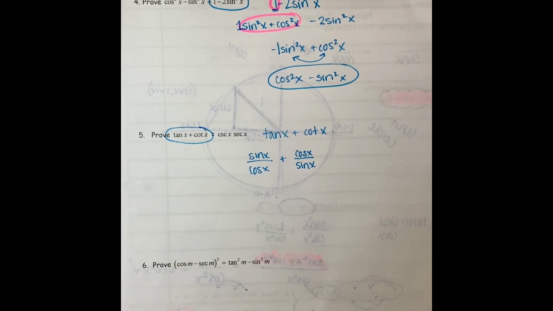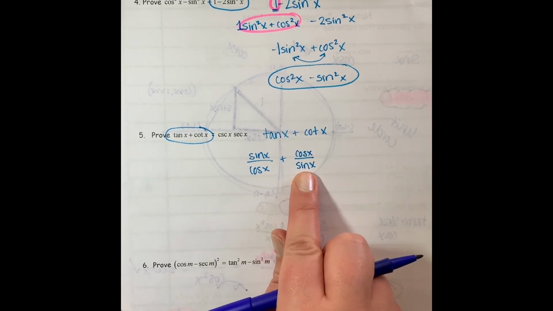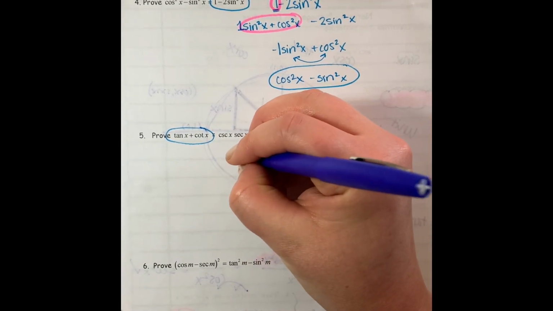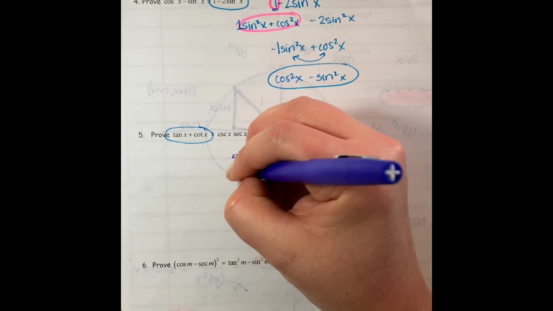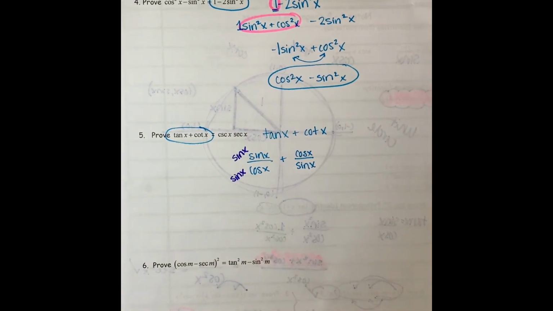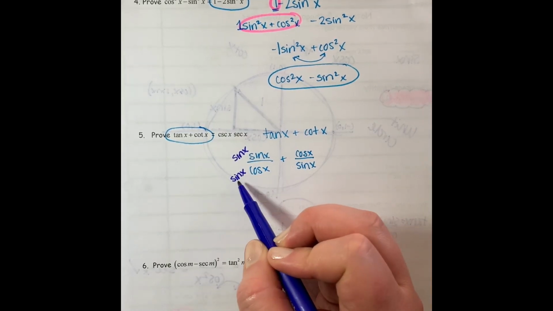Okay, so the next thing I'm going to do is try to get a common denominator, which is exactly what we did last time. So I need these bottoms to match. In order for this one to match, I need to give it a sine x. But remember the rule: you can't only put the sine x on the bottom, you have to put it in both places. So now on bottom, I have a sine and a cosine.